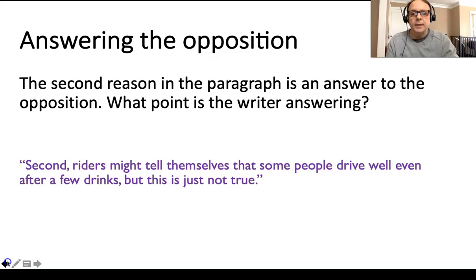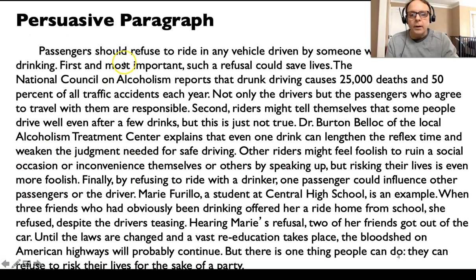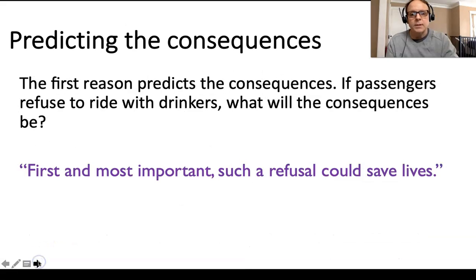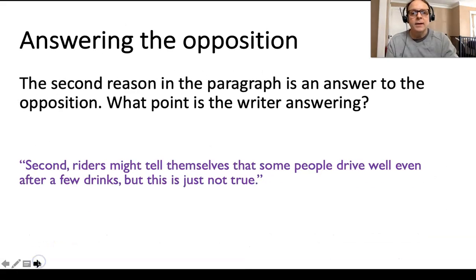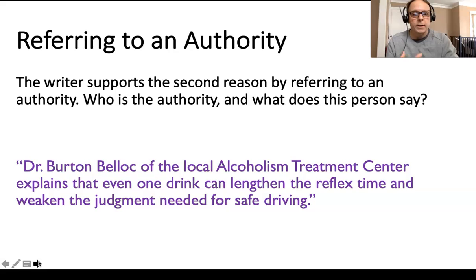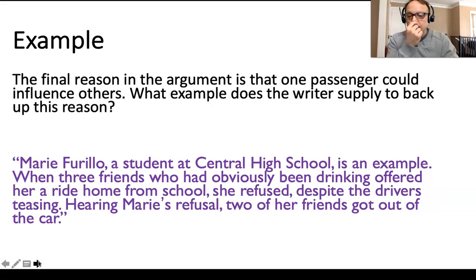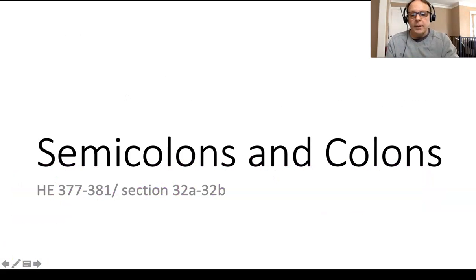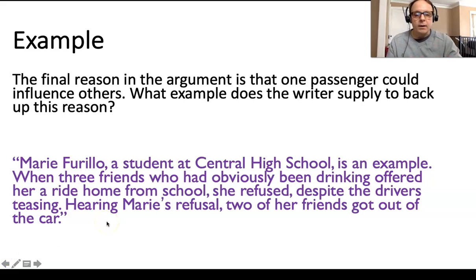And again, if you go back to the beginning of this whole paragraph again, we just went through each one. We're seeing one of the types. We're seeing predicting the consequences, facts, answering the opposition, referring to an authority, answering the opposition again, and finally an example. And that is a real quick rundown, kind of a review of methods of persuasion.